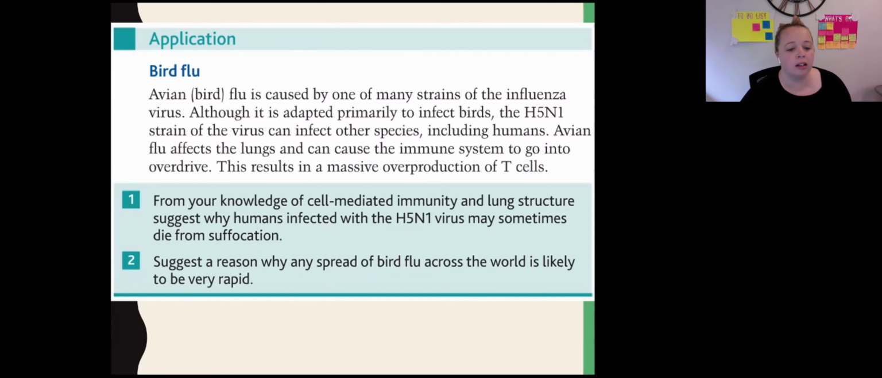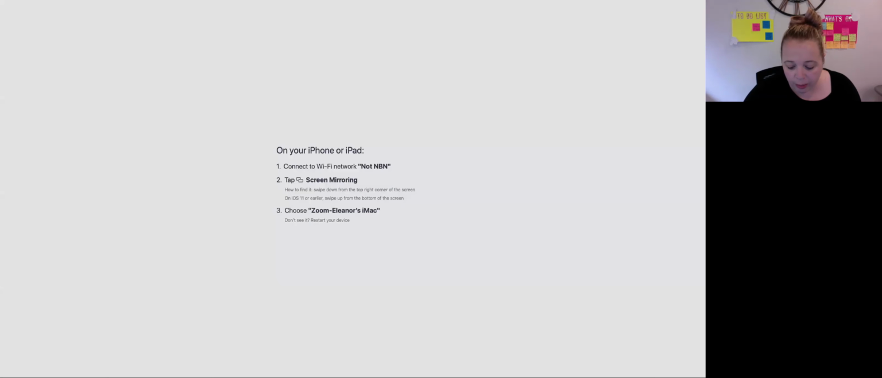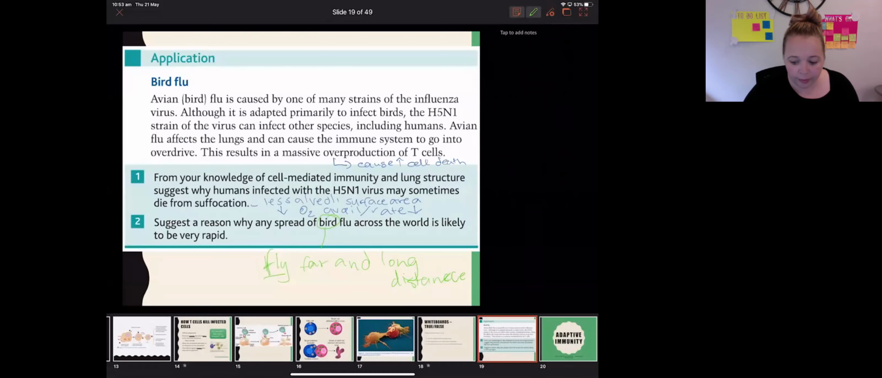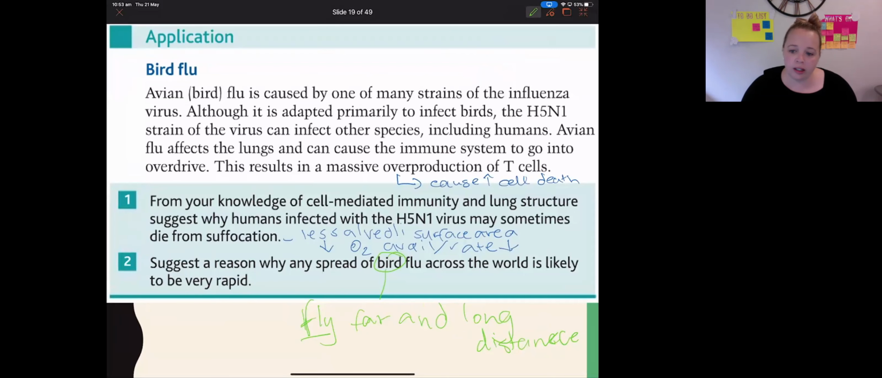And the second question we had here is, why is it likely to be very rapid? What do we know about these guys? They are birds. What do birds do? They fly, first off. They fly far and long distances. If they do that, it makes sense that they can transfer this virus very easily across the world. Now you can't see what I've written because it had paused, so I'm just going to bring it back. Here we go. So you can see there are my answers talking about those. And that is the end of cell-mediated immunity.